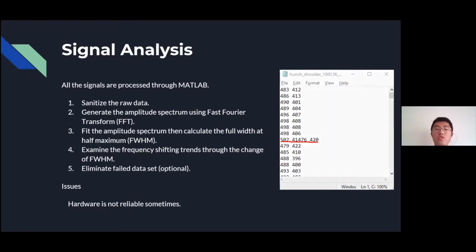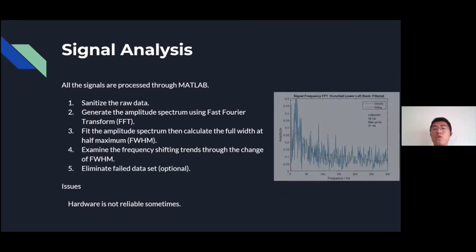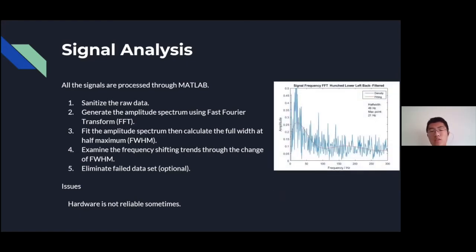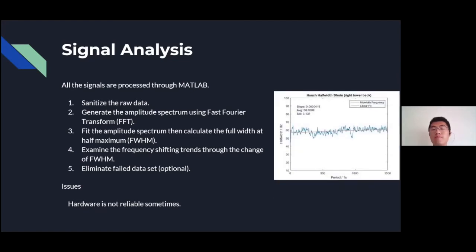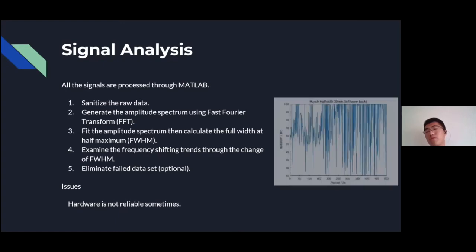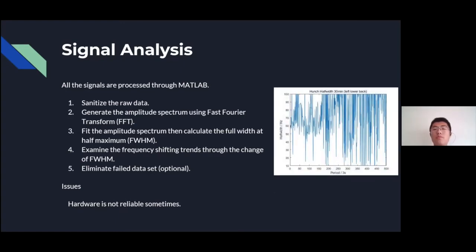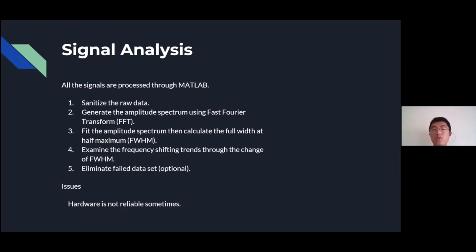The second step is to generate the amplitude spectrum using fast Fourier transformation. The third step is to fit the amplitude spectrum, then calculate the full width at half maximum, the FWHM. And the fourth step here is to examine the frequency shifting trend through the change of FWHM. And the last step, which is kind of optional, is to eliminate the failed dataset. Here's a sample for the failed dataset. It can be caused by failed connection or some other hardware issues because the hardware is not reliable sometimes. Let's go with more details.